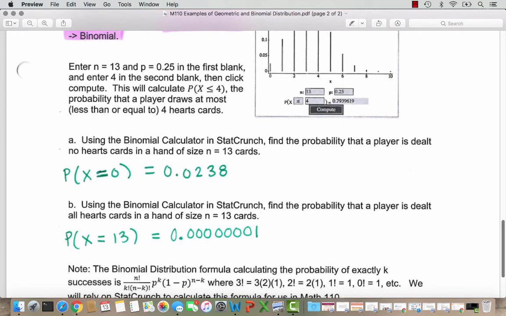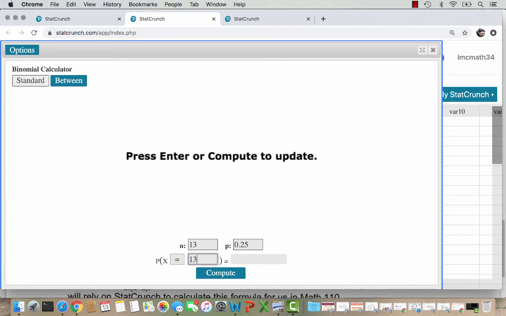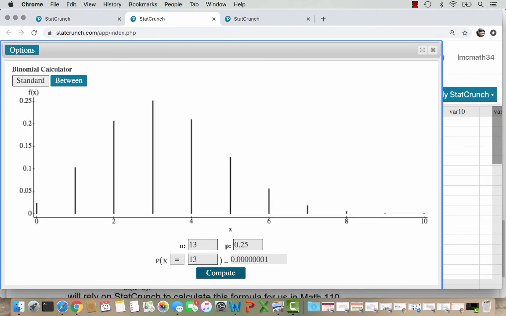Now in part B, we want to figure out the probability that a player is dealt all heart cards. So we're going to head back to our StatCrunch and change 0 to be 13 and go ahead and hit compute. So the chance of all heart cards is really unusual, and we see it is almost 0. We can call it 0.000001, or you could just say close to 0. So you'd be really, really surprised if you're playing a card game and you get 13 cards and they're all hearts. That means nobody else got any hearts. You got all the hearts.